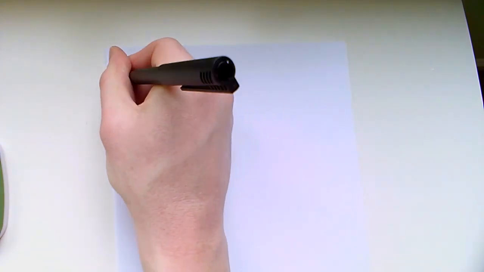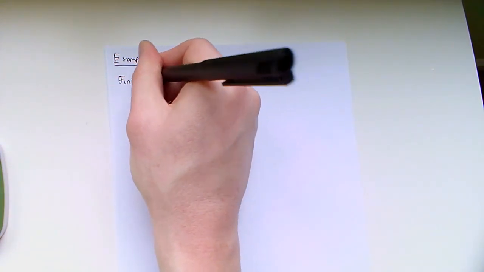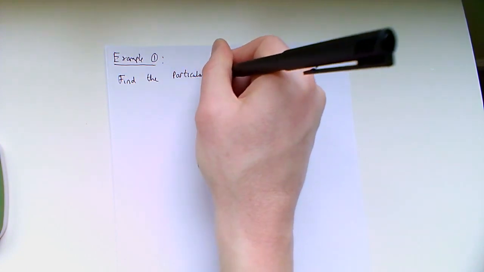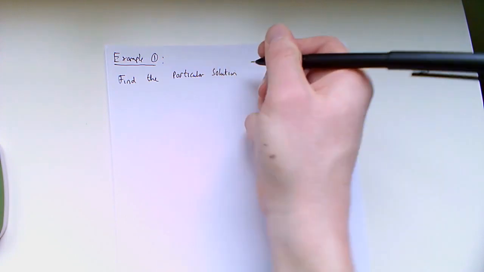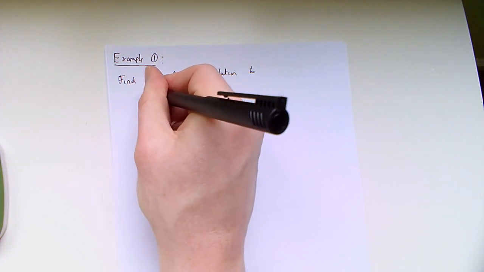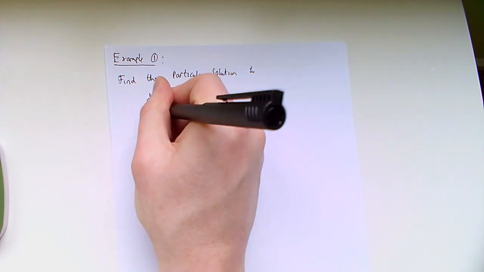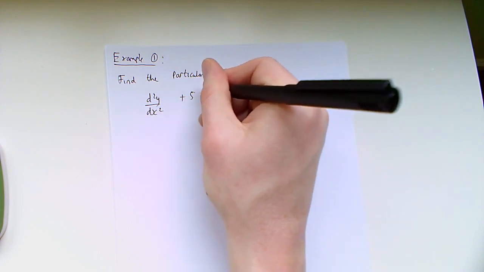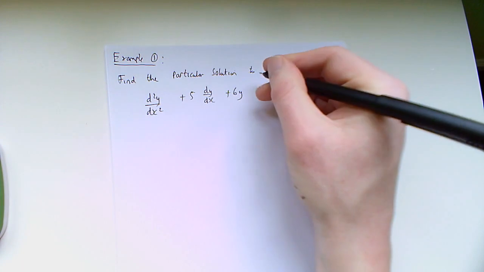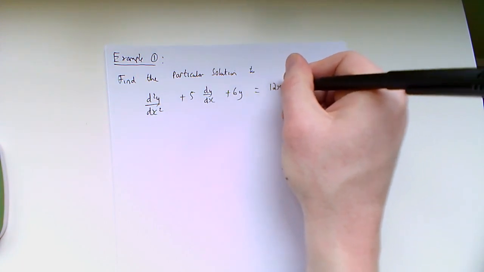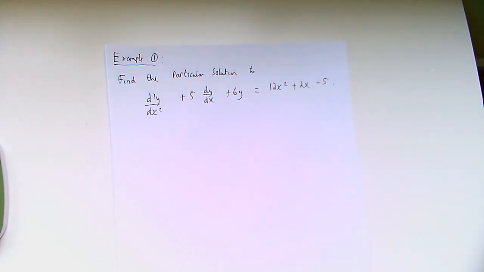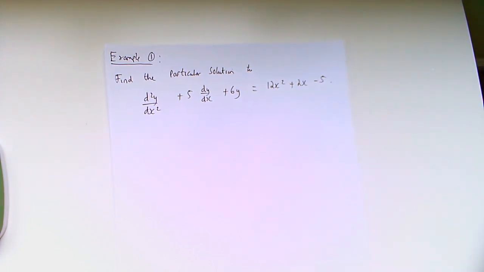And it's going to say, and find a particular solution. You can also say the unique solution, it means the same thing. To solve d squared y by dx squared plus 5 dy by dx plus 6y equals 12x squared plus 2x minus 5. So that's my first example.